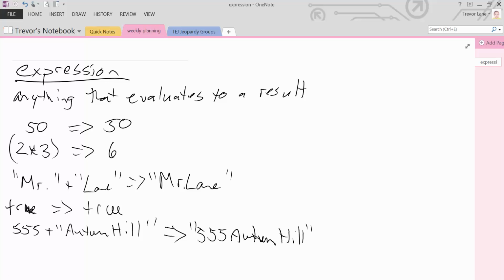Okay, so what we've done so far is that we've talked about the operators that we have to work with in C#, and we also talked about what an expression is. These are both going to be key terms when we get into the next portion of what a variable is.